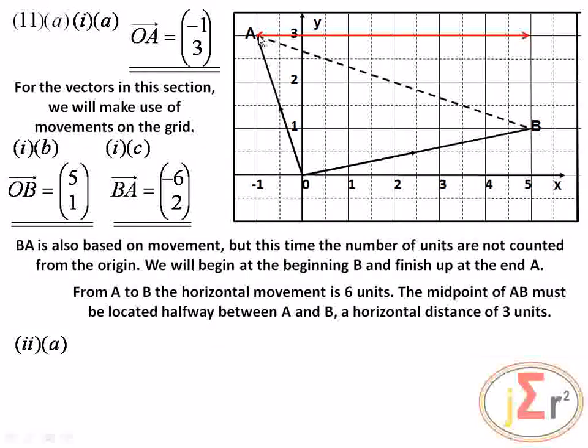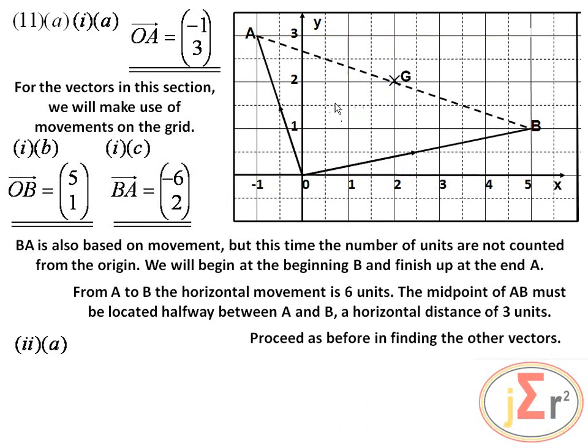So anything that is halfway between A and B must have 3 horizontal units from A and 3 horizontal units from B. So 1, 2, 3. Right there is where we will have the point G located. And proceed as before in finding the other vectors.